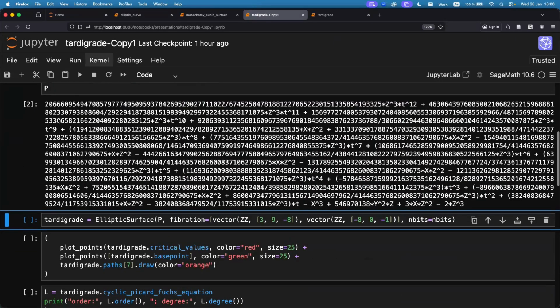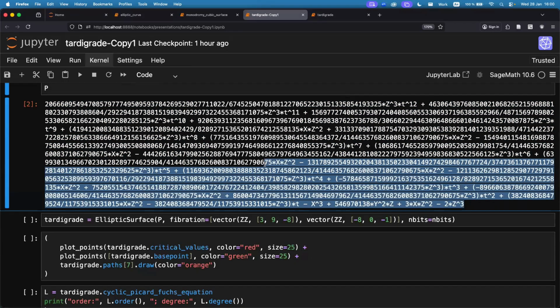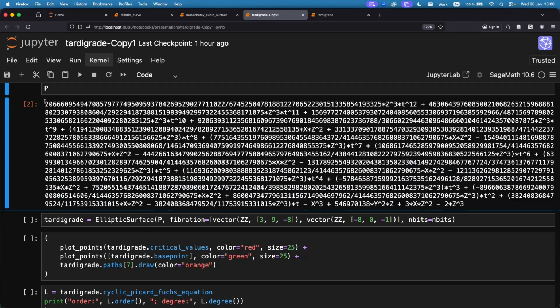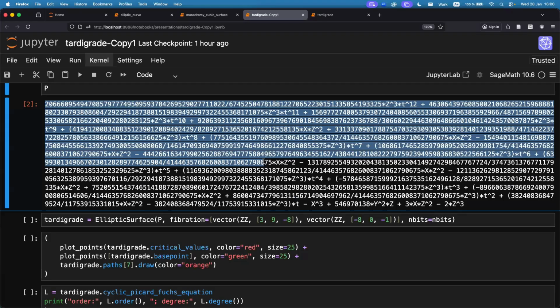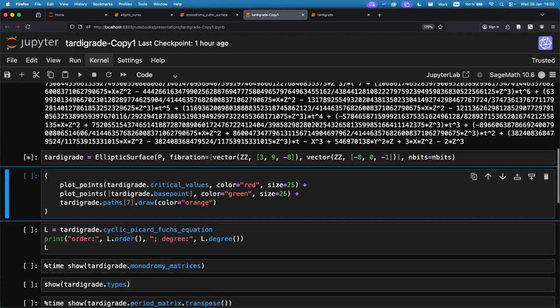So this is the defining equation of the elliptic surface. Here the kinematic parameters have been chosen more or less randomly. They're random integers or rational numbers, I'm not quite sure anymore. But you obtain this ugly equation, if I can say so, which defines a family of elliptic curves. So this is an elliptic surface.